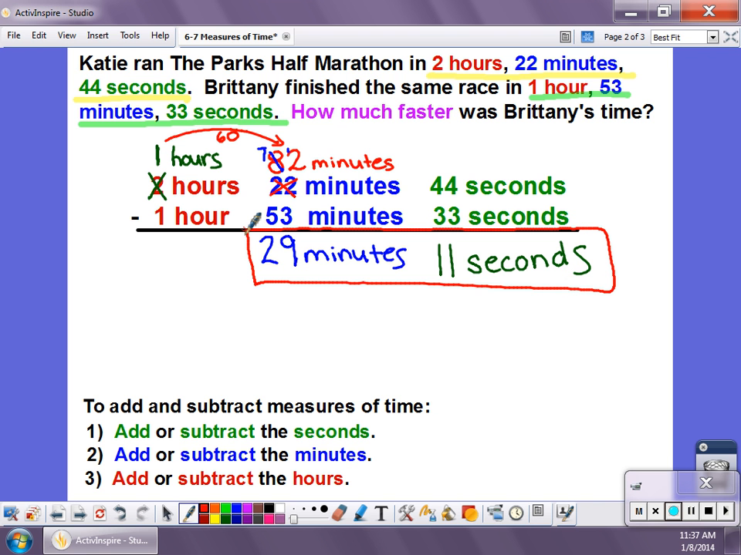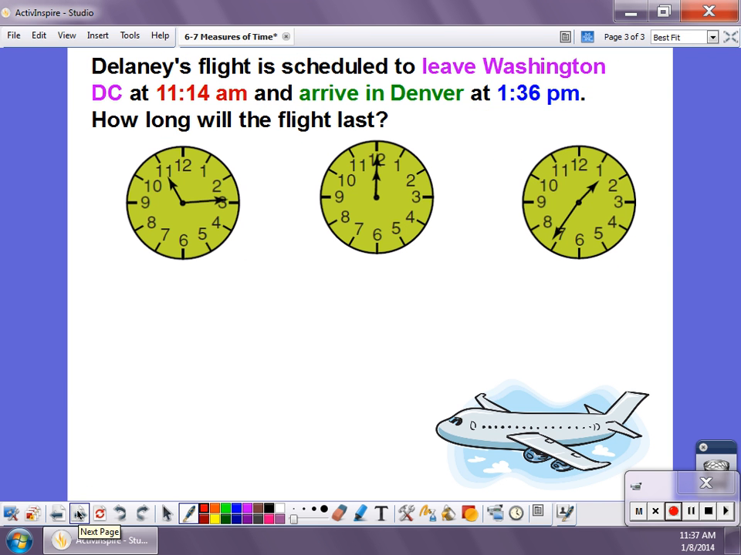Okay, there's one other type of problem that you'll see, which is an elapsed time problem, where they give you a starting time and an ending time. If you look at this problem, it says Delaney's flight is scheduled to leave Washington, D.C. at 11:14 a.m. and land in Denver at 1:36 p.m. So these clocks here actually give me my starting time and my ending time. This one says 11:14, and this one over here says 1:36. Now the question is, how long will the flight last? How much time is there between these two amounts?